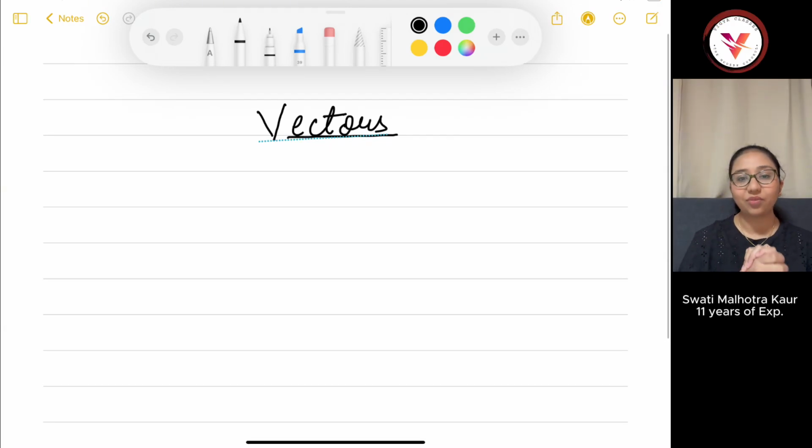We are learning vectors. आज का वीडियो थोड़ा इंटरेस्टिंग है because in this video we are going to learn some concept on resolution, how to add, subtract the vectors. So let's begin with that.